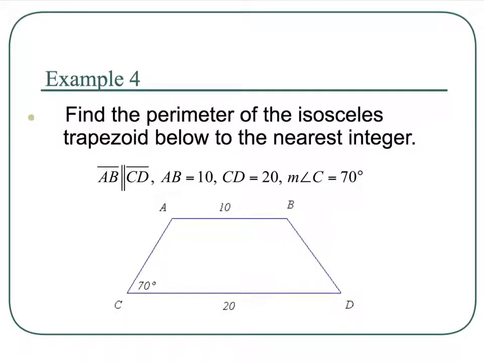All right, the last problem of the day here, guys. Find the perimeter of the isosceles trapezoid below to the nearest integer. This is a good ACT type problem. I know you guys are taking the SAT these days, but you may end up wanting to take the ACT, and they'll throw random things like this on there.